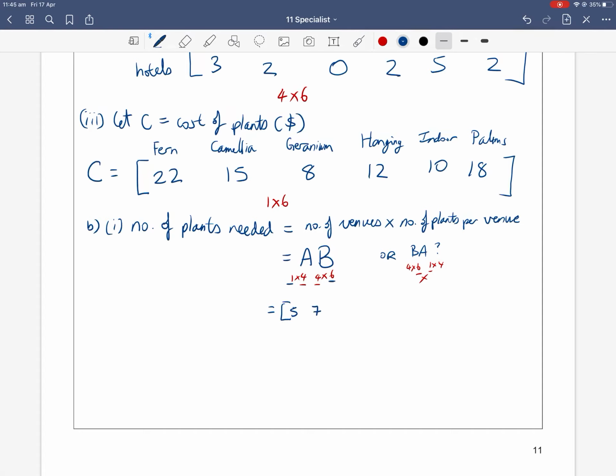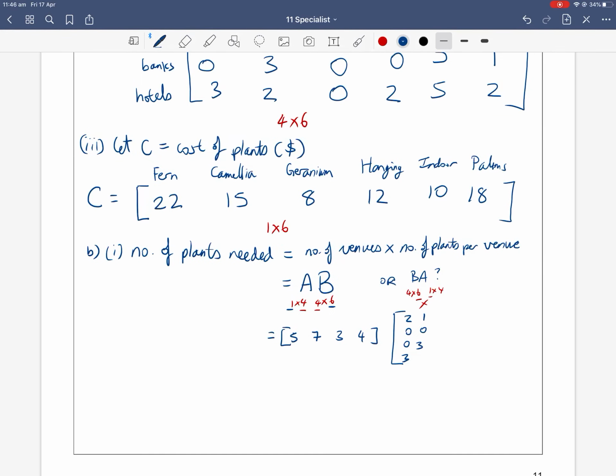So if I did go A times B, well, A is 5, 7, 3, 4, not 34. Make sure you put gaps in between your numbers. And then B is a 2, 0, 0, 3. Don't need to make it that big. Let me shrink that a little bit. 2, 0, 0, 3. 1, 0, 3. 2, 1, 1, 0, 0. 2, 3, 0, 2. 0, 2, 5, 5, and 0, 1, 1, 2.